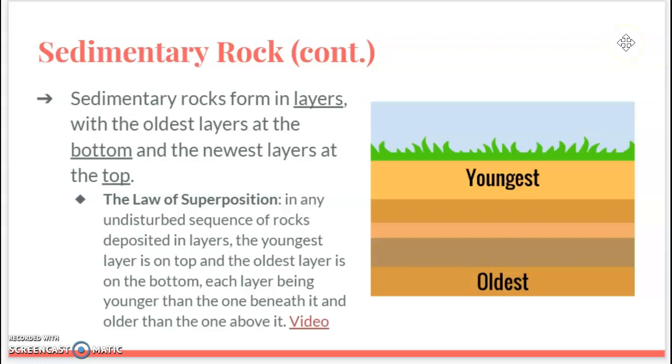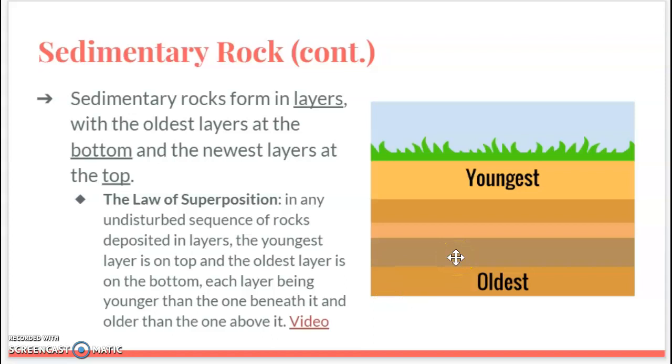So law of superposition: in any undisturbed sequence of rock deposited in layers, so sedimentary rock, the youngest layer is on the top and the oldest is on the bottom, each layer being younger than the one beneath it and older than the one above it. If you would like to pause this video and watch this clip, please feel free to do so.